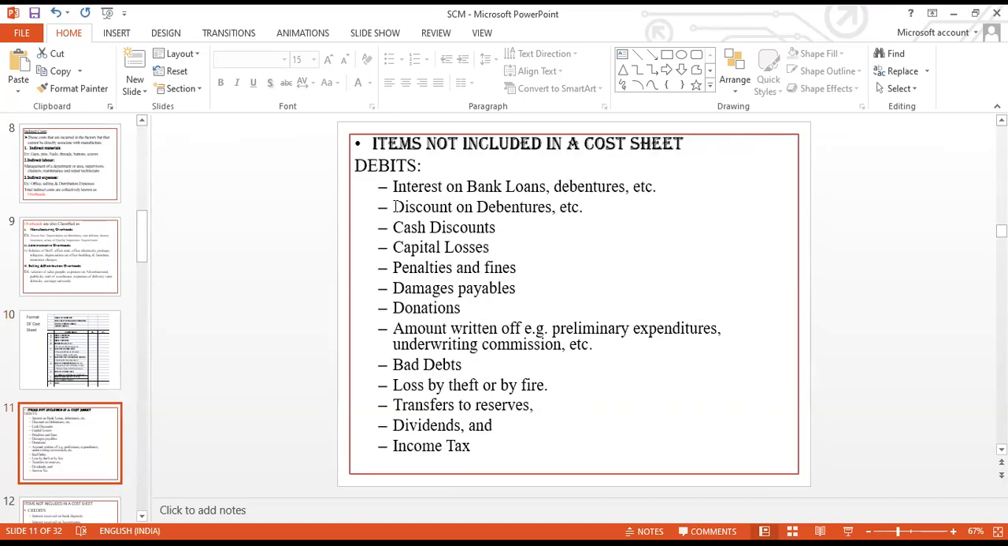So on the basis of clear cut analysis, I will prepare this cost sheet. Okay. If you see the cost sheets at that time, items not included in the cost sheets. So whenever we prepare the cost sheets at that time, these kind of expenses we should not add in the cost sheet, because it is related to your finance activities. That is interest on bank loan, debentures, discounts, discount on debentures, cash discount.